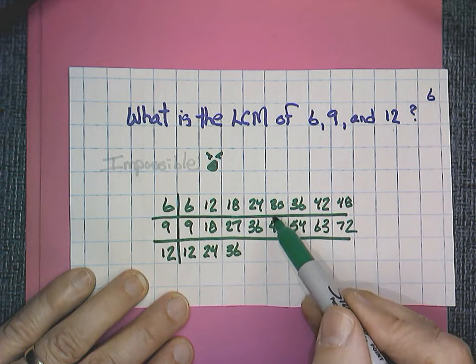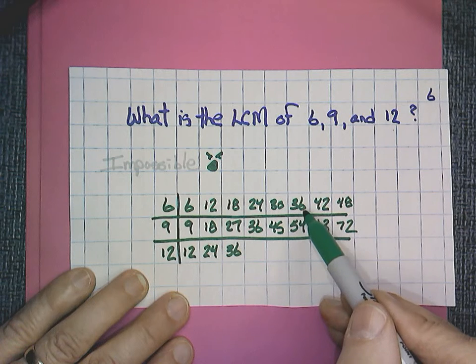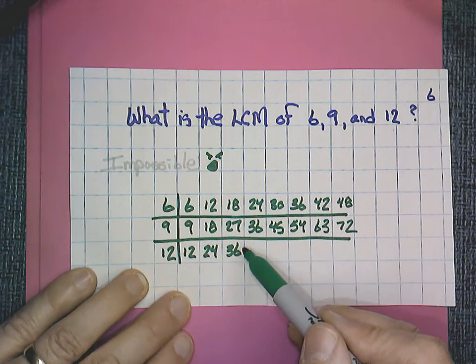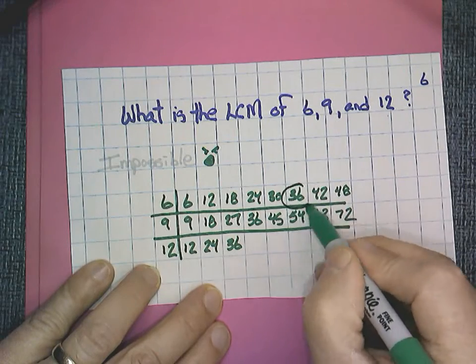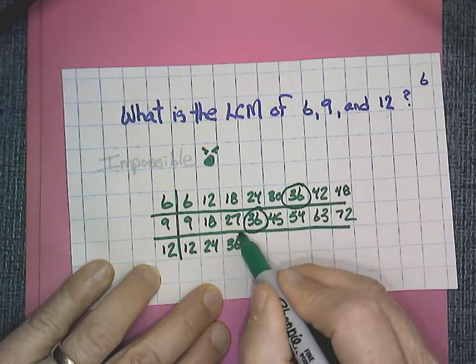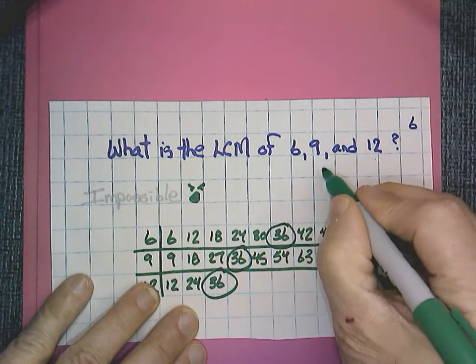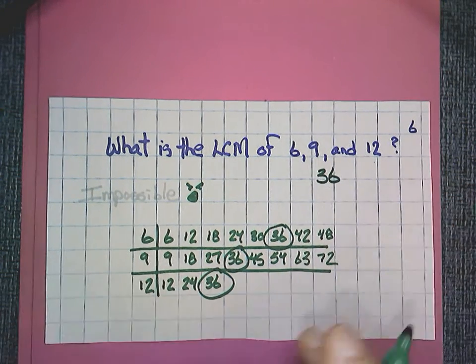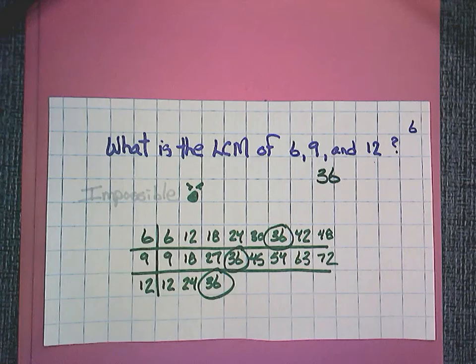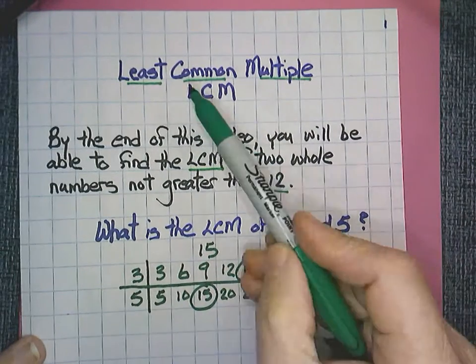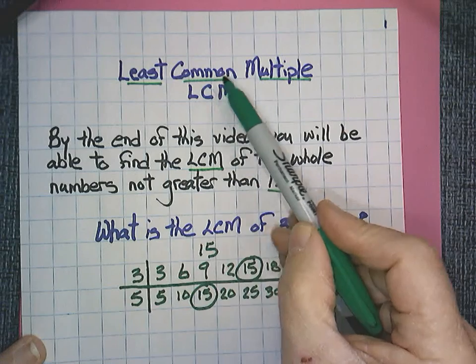30. No. 36. 36. There we go. So it has to be, in this case, on all three lists. So the least common multiple of 6, 9, and 12 would be 36.